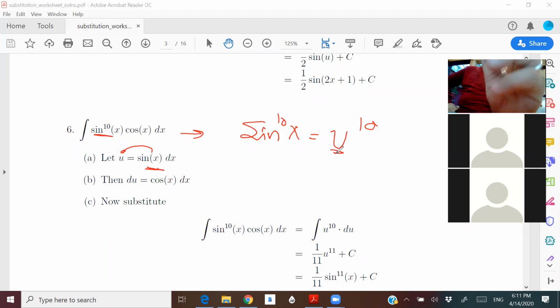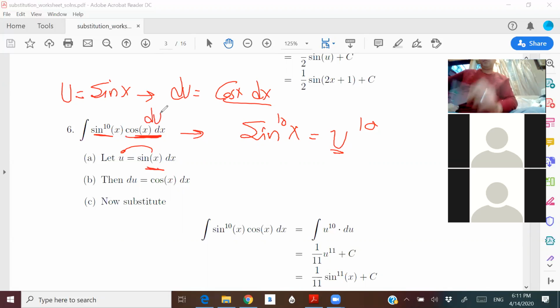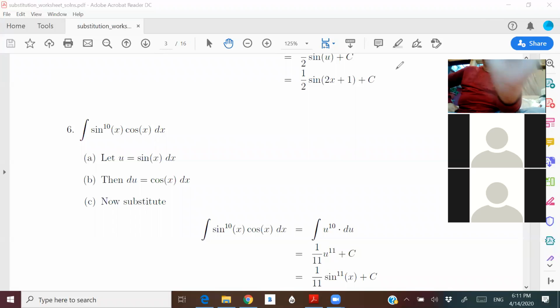So sine^10 becomes u^10, right? And now, how to determine du? If u equals sine x, it means du is cosine x dx. So I can replace cosine x dx by du. Again, first step, replace u by sine x.